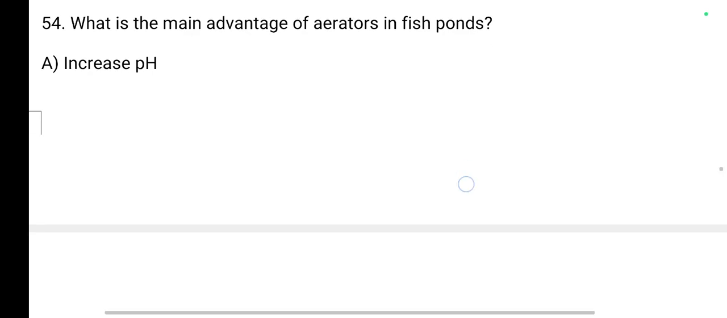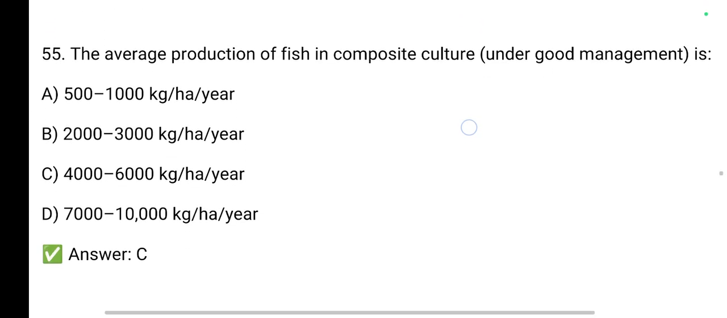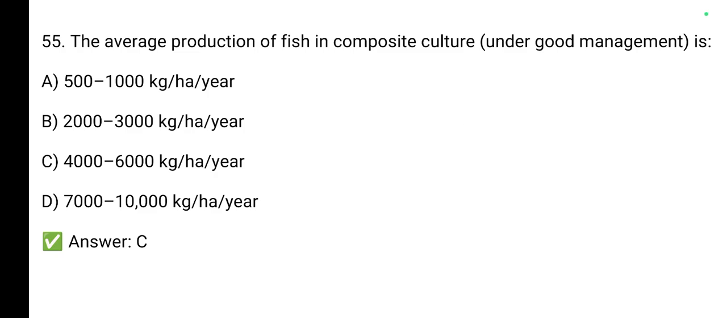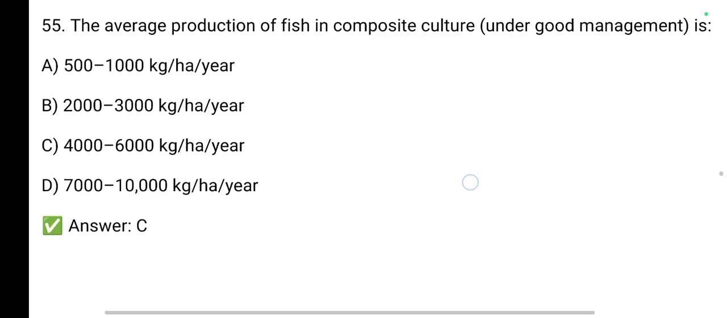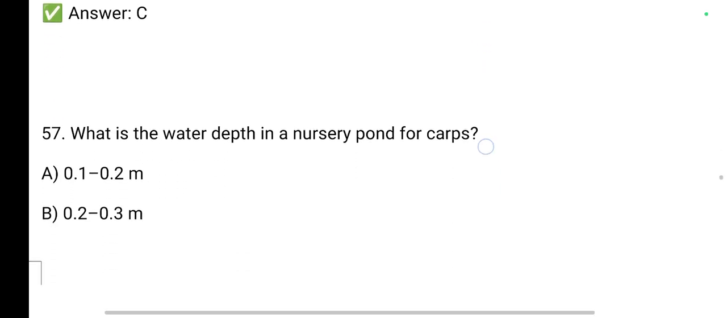What is the main advantage of aerator in fish pond? So it is used to increase the oxygen. The average production of fish in composite culture is 4000 to 6000 kg per hectare per year. Which fish species is commonly used in sewage fed aquaculture? So the answer will be tilapia.